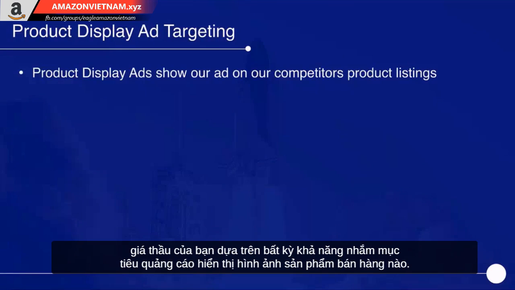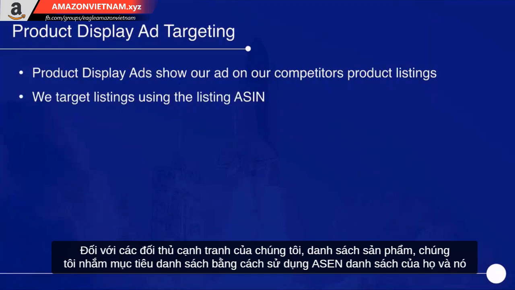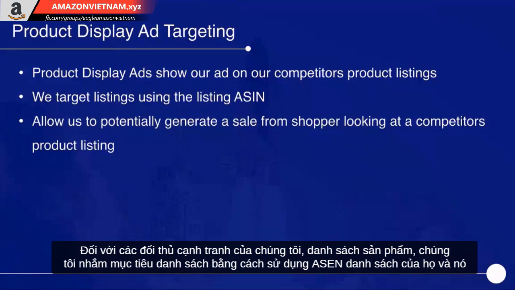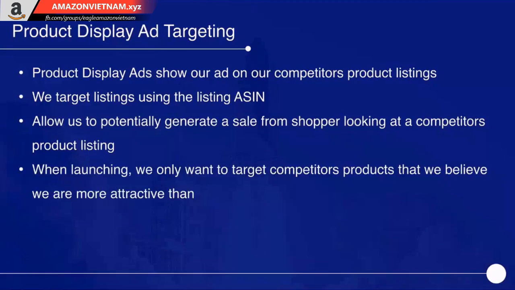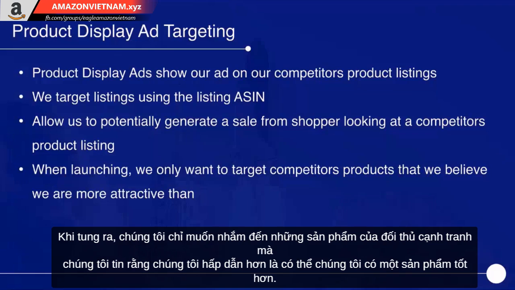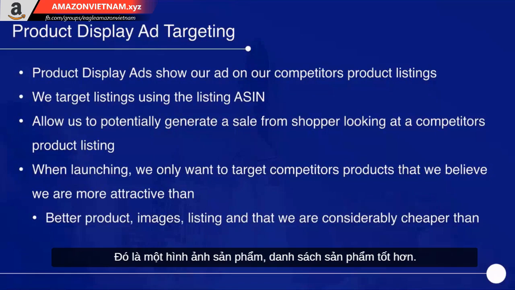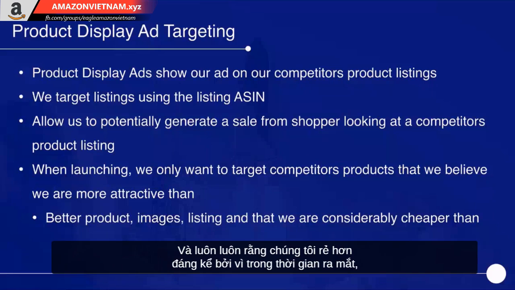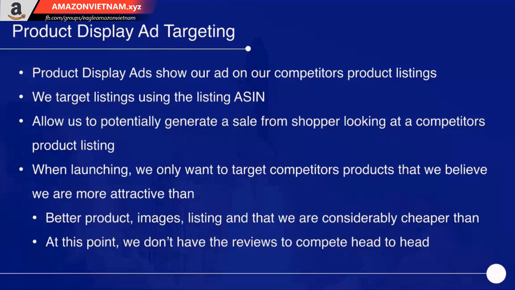Product display ad targeting. Product display ads show our ad on our competitors' product listings. We target listings using their listing ASIN, and it allows us to potentially generate sales from a shopper looking at our competitors' product listings. When launching, we only want to target competitors' products that we believe we are more attractive than. Maybe we have better product images, a better product listing, and always that we are considerably cheaper than. Because during launch, at this point, we don't have the reviews to compete head to head.